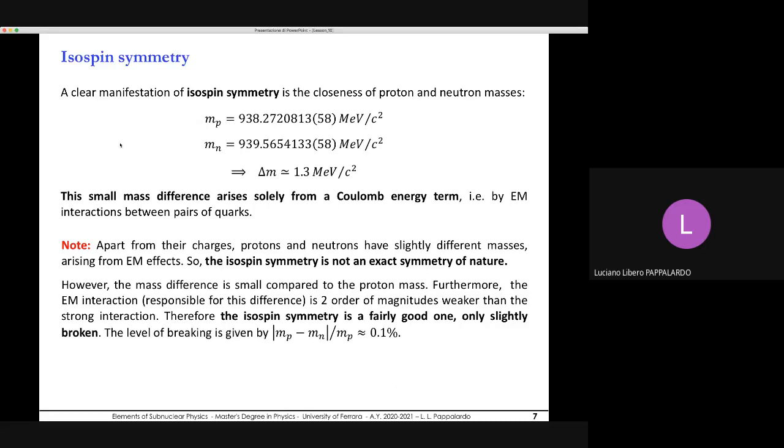And the level of breaking is just given by the difference of the masses, normalized to the mass of the proton. So the level of breaking is of the order of 1 per mil, a very small level. So in other words, the isospin symmetry is a very good symmetry, although not exact, of nature.